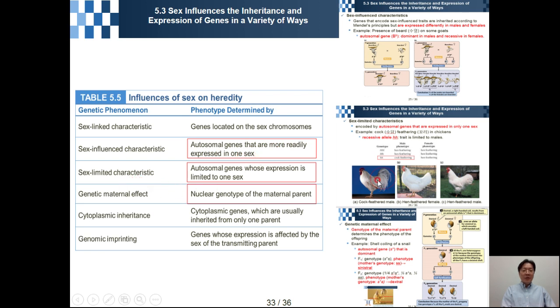Sex-limited characteristics we show in the cock feather. For example, an autosomal gene whose expression is limited to one sex. So small h is only limited to male. That's why they show the cock feathering like this. And also we learned about genetic maternal effect. The nuclear genotype of the maternal parent determines the offspring's phenotype. We also learned genomic imprinting, and we also learned cytoplasmic inheritance.